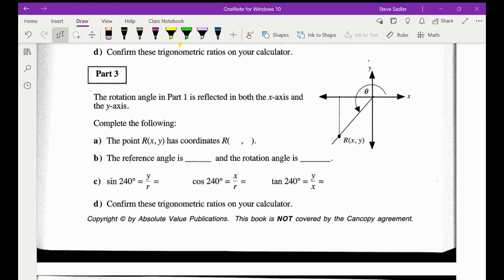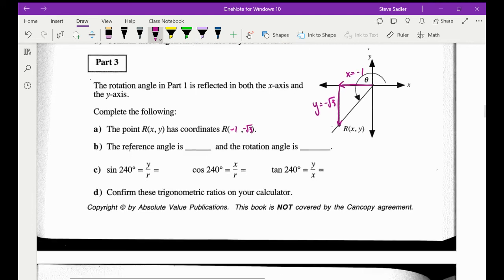Part 3. So we're going to do the same thing, but we're going to reflect in the y and the x. So now what happens is same distances. So x is -1, but now y is going to be -√3. So our coordinates are going to be -1, -√3. The reference angle is 60 degrees. It's still that section right there. And the rotation angle is going to be 180 plus 60, which gives us 240 degrees.